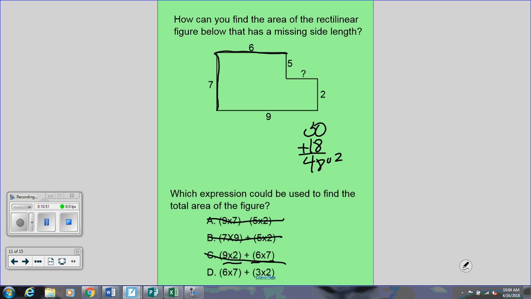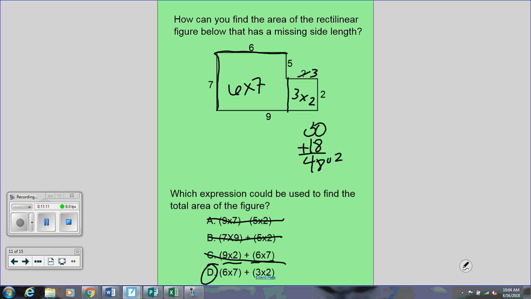Splitting the 5 and 2. If I split it this way, can I make a 6 by 7? Yes. I'll do it. What about a 3 by 2? Yeah. This was a 3. So my answer still equals 48.